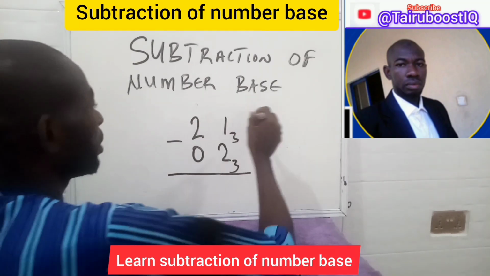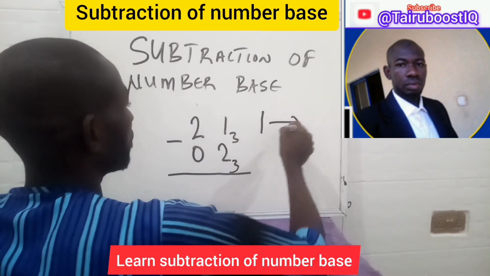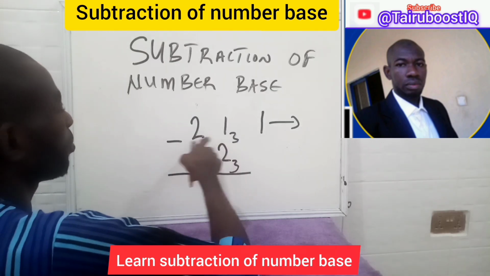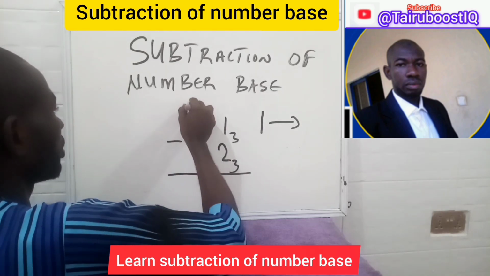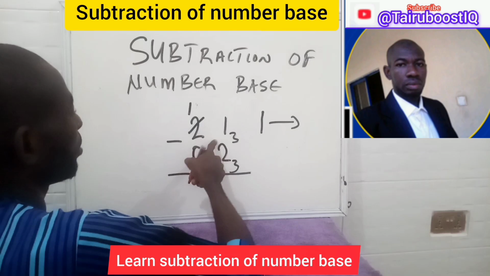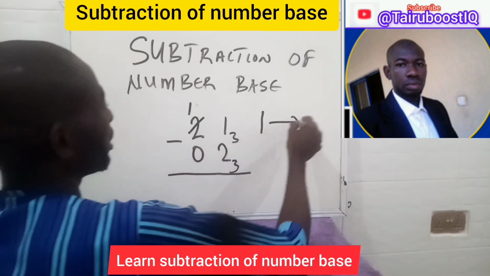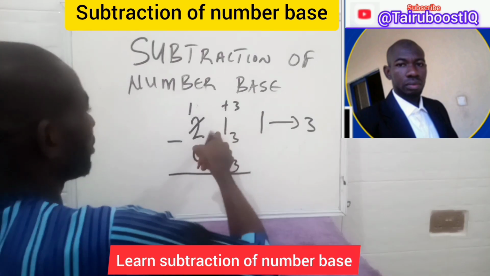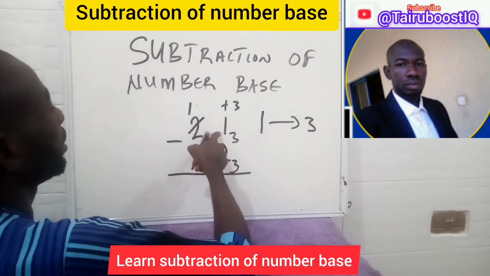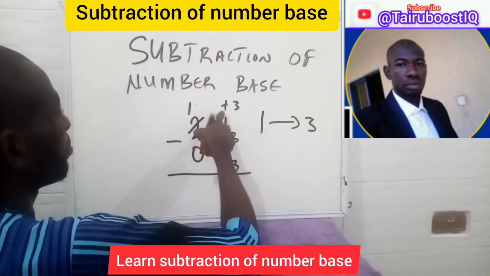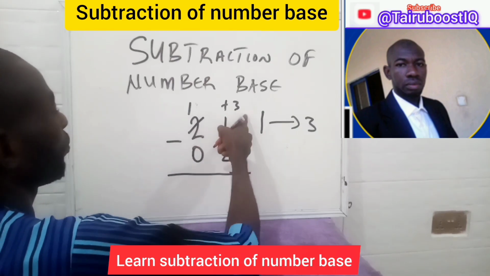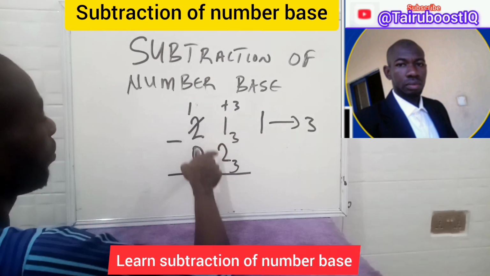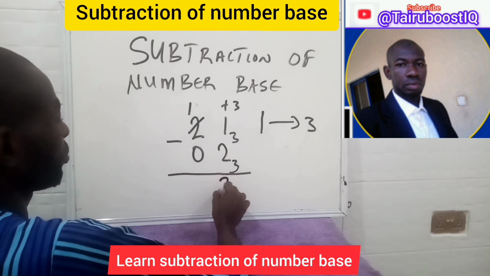So when we are borrowing 1, we are borrowing with respect to the base. So when we borrow 1 from here, and this one remains 1, that one that we borrow is equivalent to the base, that is, we have borrowed 3. So that 3, we are going to add to this number. That is, 3 plus 1 will give us 4. Then now we are going to say 4 minus 2 will give us 2.